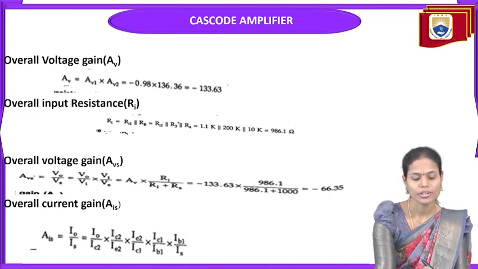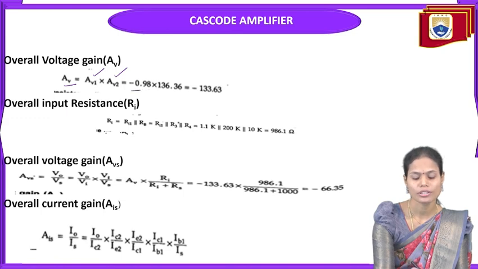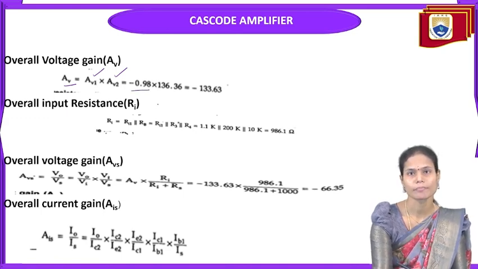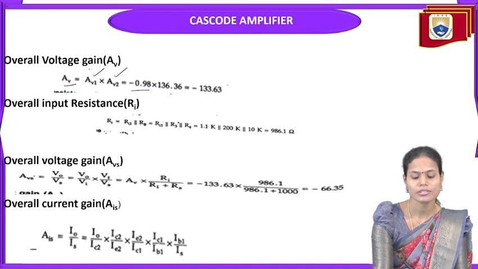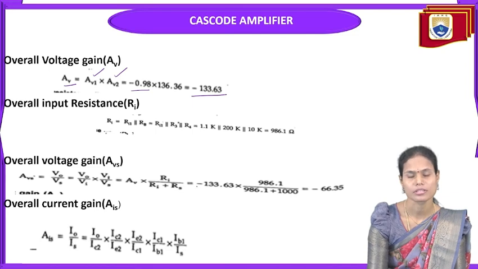So the overall voltage gain is the voltage gain of the first stage multiplied with the voltage gain of the second stage. So first stage voltage gain we got it as minus 0.98, and the second stage voltage gain is 136.36. So the overall voltage gain is minus 133.63.